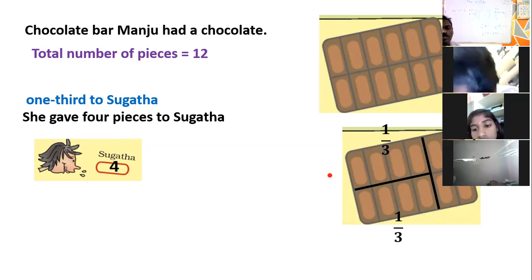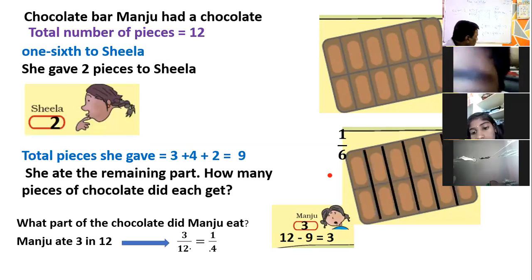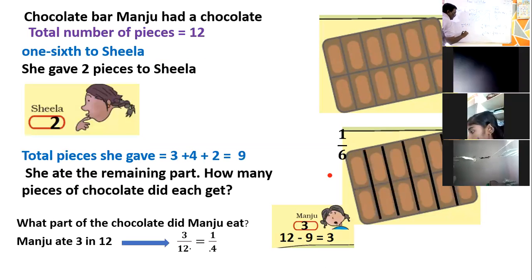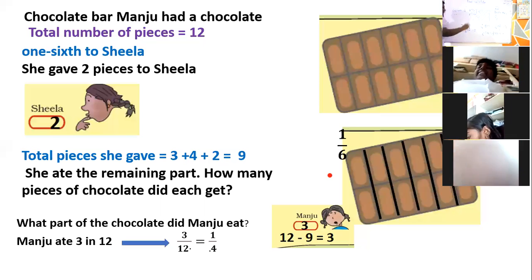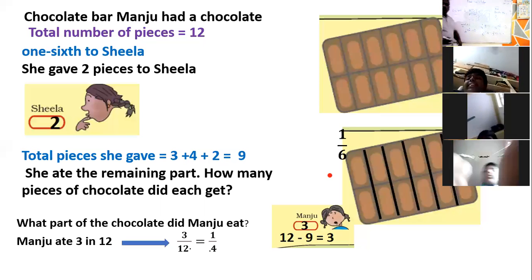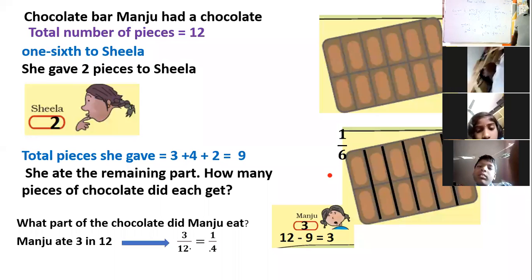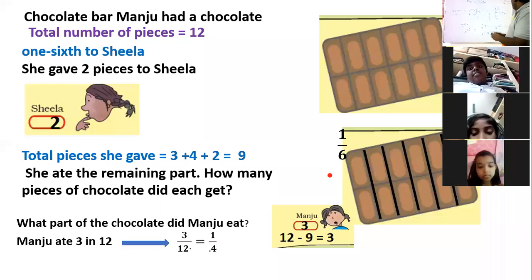1/6 she wants to give to Sheila. Out of 12 pieces, 1/6 means 1/6 of 12. 6 twos are 12. So 2 small pieces they will get.